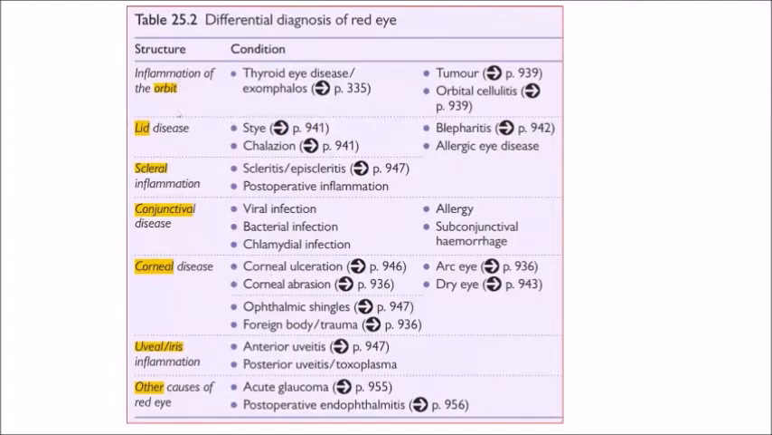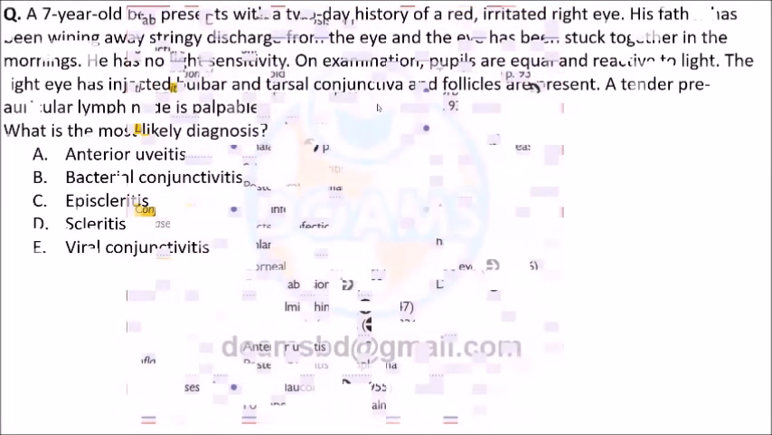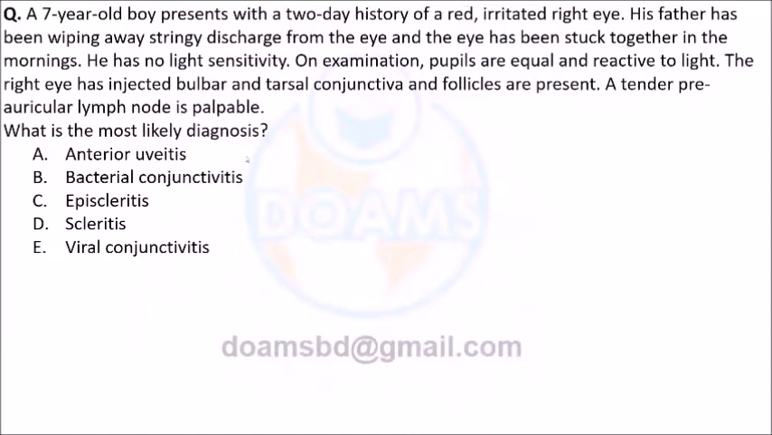So this is the list of differential diagnoses of the red eye. Red eye can be caused by disease in the orbit, the lid, the sclera, conjunctiva, cornea, and uveal tract, that means the iris, and other causes such as acute glaucoma or any post-operative conditions. So for the GP, what are the common diseases you need to know about? Most cases are common in general practice. Now, come to a question. Dr. Rashid, may I request you to read it?